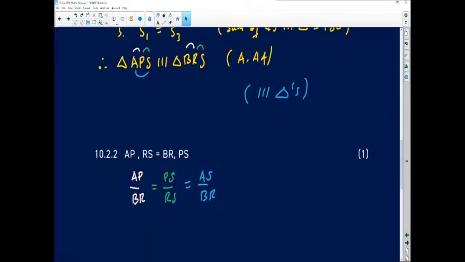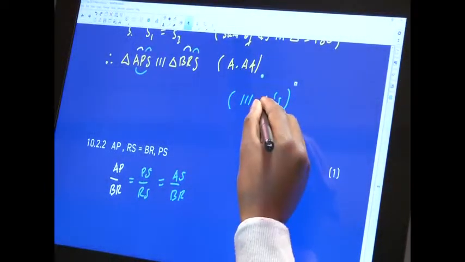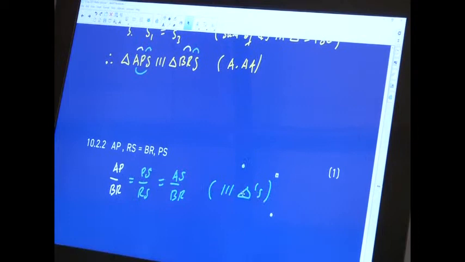Once you've proved similarity in your question, you then can be able to claim this similarity that you have here. Don't forget that the reason needs to also tag along and be part of what you want to achieve.